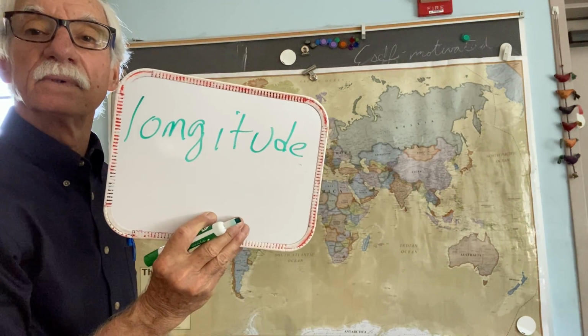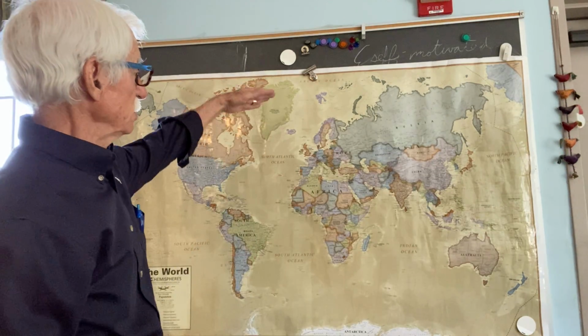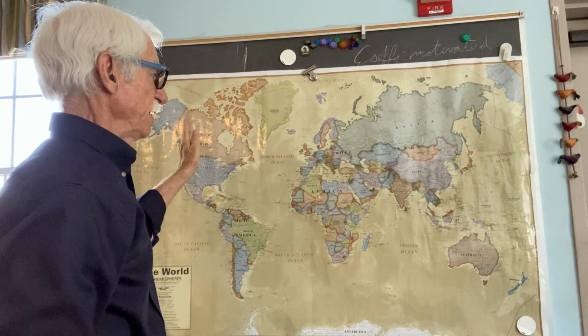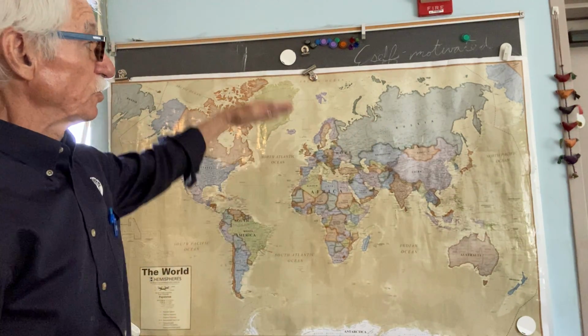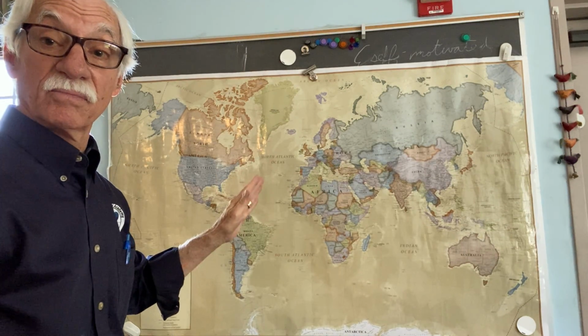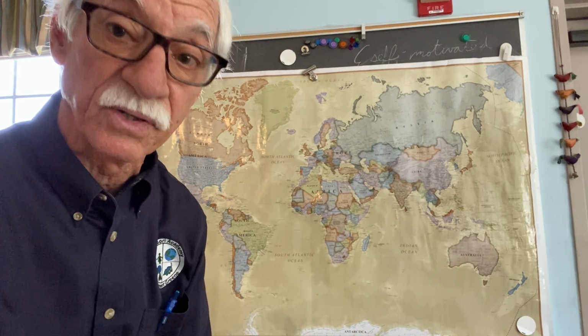Longitude. Longitude. Latitudes, up and down. Longitudes, right and left. Latitudes, north and south. Longitudes, east and west. Those are some concepts we'll be talking about now so you can find where Mr. T is on the map.